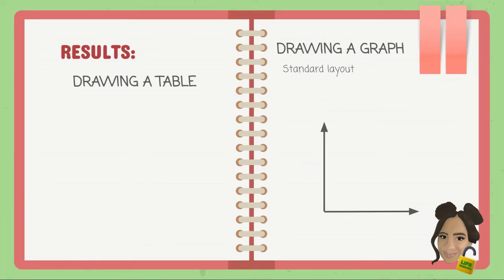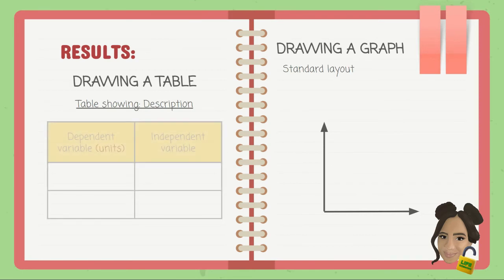When recording results, we use tables and graphs. They are graphical representations or summaries of all the data collected. When drawing a table, remember to include an underlined heading describing what is being recorded below. The column on the left is for recording the dependent variable and the one on the right for the independent variable. Make sure to include the unit of measurement for the dependent variable in brackets and remember to leave out the unit when recording your measurements below.